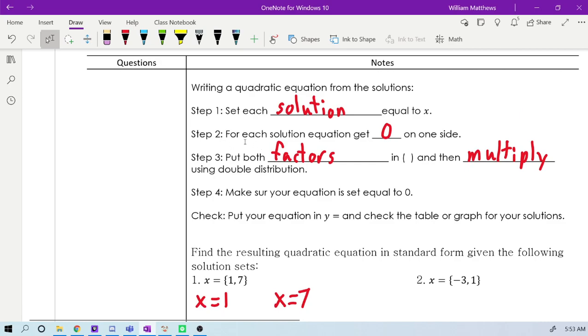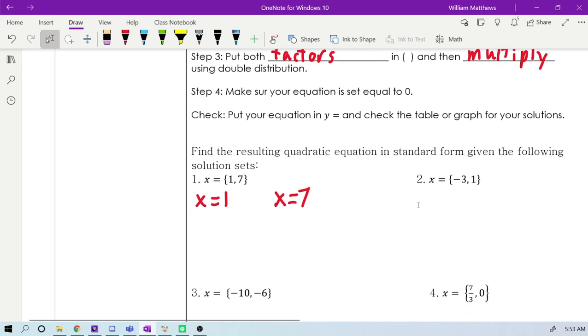The next step is for each solution, the equations get 0 on one side. So in order to get 0 for this first problem, we need to subtract 1 from both sides. If we subtract 1 from both sides, we get x minus 1 on the left expression. And on the right expression, 1 minus 1 becomes a 0, exactly what we wanted. We can do the same steps to the next side, subtracting 7 from both sides, giving us x minus 7 equals 0.